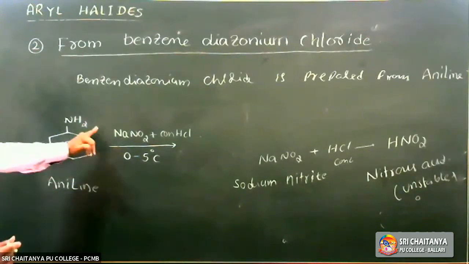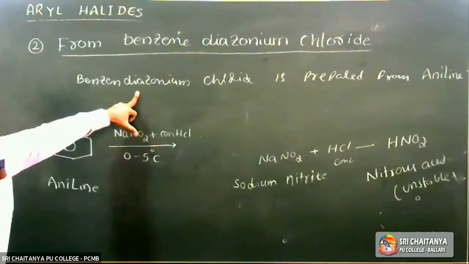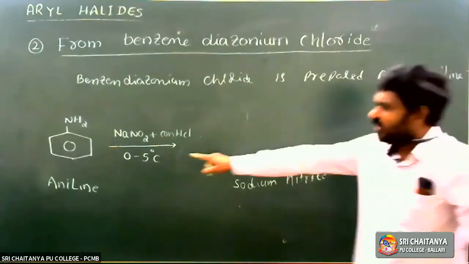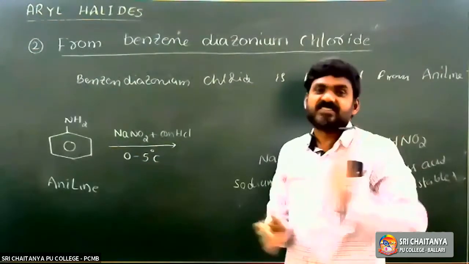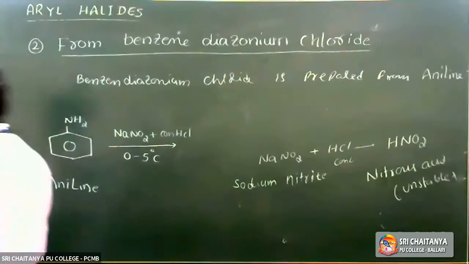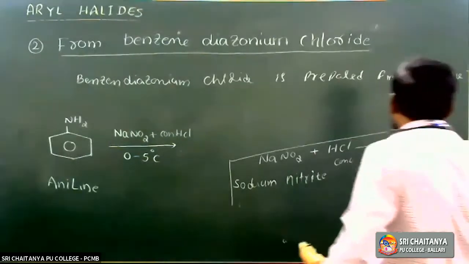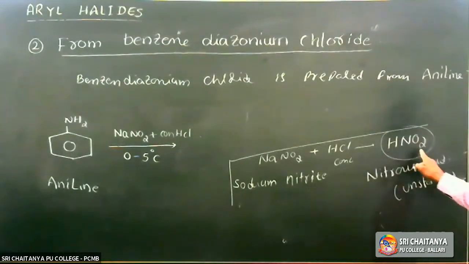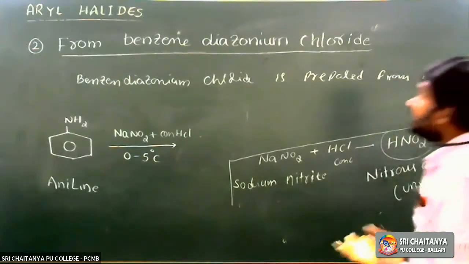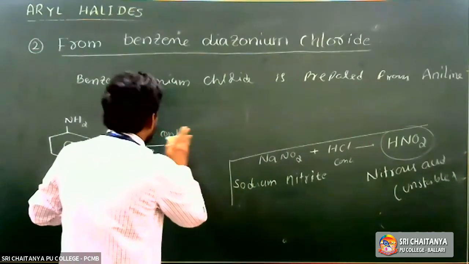So why is ice cold temperature used in the preparation of benzene diazonium chloride from aniline? What is the reason? Nitrous acid is unstable. It is stable only at 0 to 5 degrees centigrade. Hence we use ice cold temperature. Aniline reacts with a mixture of sodium nitrite and concentrated HCl, in which nitrous acid is formed. So aniline reacts with nitrous acid at ice cold temperature, and the product formed is benzene diazonium chloride.